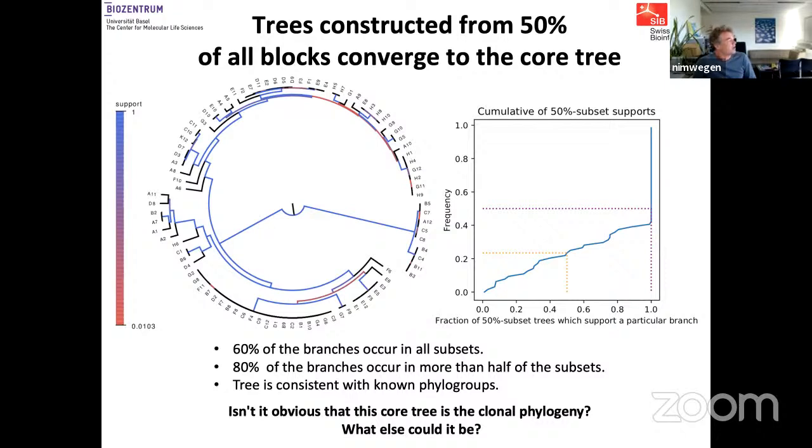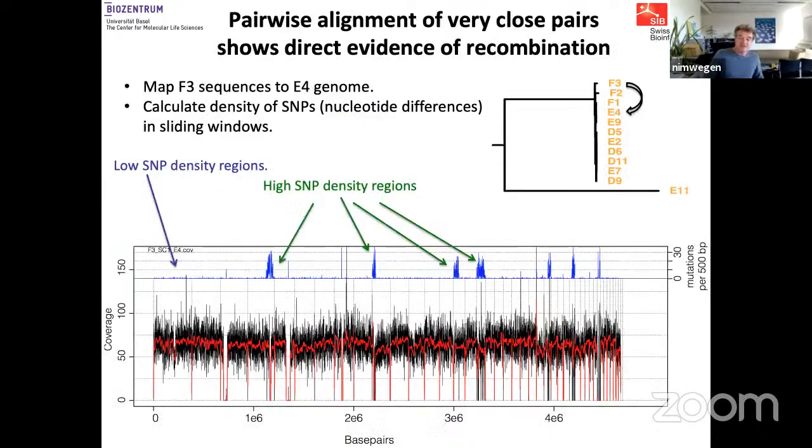So I think our project started from us asking ourselves, is that really true? And can we really convince ourselves that this is really what is happening in this data? Now, as it turns out, one nice way to quantify recombination in pairs of strains, and especially close pairs of strains, is to look at the density of SNPs along the alignment of a pair of strains.